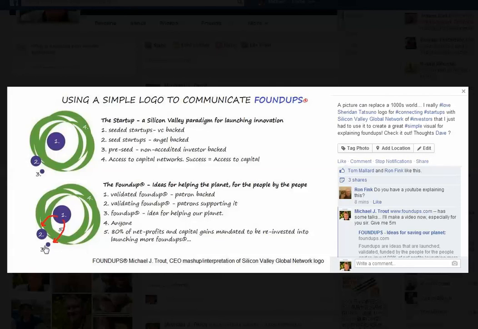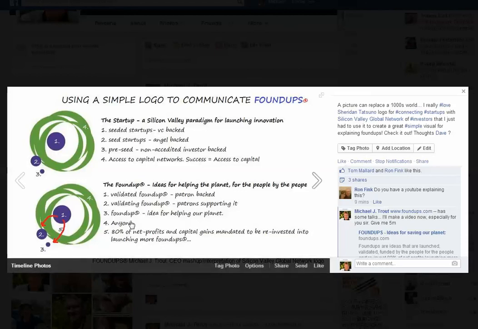So FoundUps can be really simple. It could be someone picking up trash. Say, listen, I'm picking up trash on this beach. Is it worth $1 to you? Or in the future, there's going to be perma tokens or perma coins, and that's already been invented, that is going to tie into this. So we'll have this virtual currency tied into FoundUps, kind of like Bitcoin, but for saving the planet.